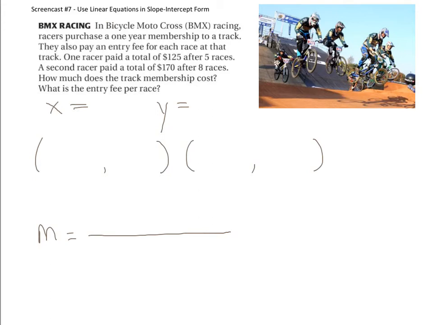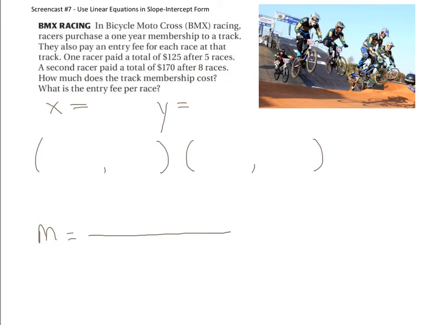Here's the question. In bicycle motocross, which maybe you knew was BMX because, yes, we know B, M, but the X is representative of the entire word cross because X are two lines being crossed together. So in bicycle motocross racing, racers purchase a 1-year membership to a track. They also pay an entry fee for each race at that track. One racer paid a total of $125 after 5 races. A second racer paid a total of $170 after 8 races.